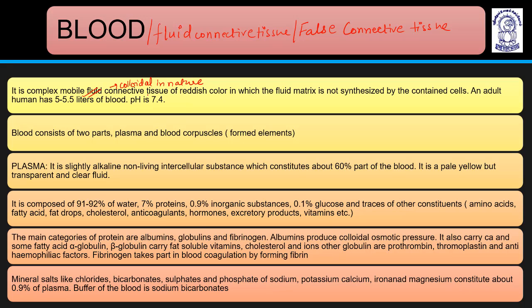It is a connective tissue which is colloidal in nature, complex and mobile, of reddish color, in which the fluid matrix is not synthesized by the cellular component of blood. That is why it is known as what? False connective tissue or fluid connective tissue, as there is no matrix which is synthesized by the cells. An adult human has around 5 to 5.5 liters of blood. The pH of blood is 7.4, slightly alkaline.